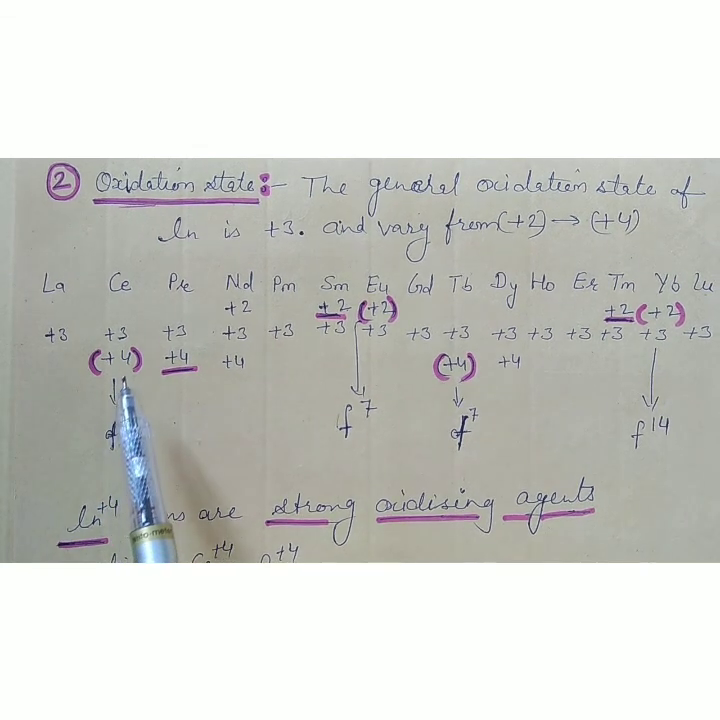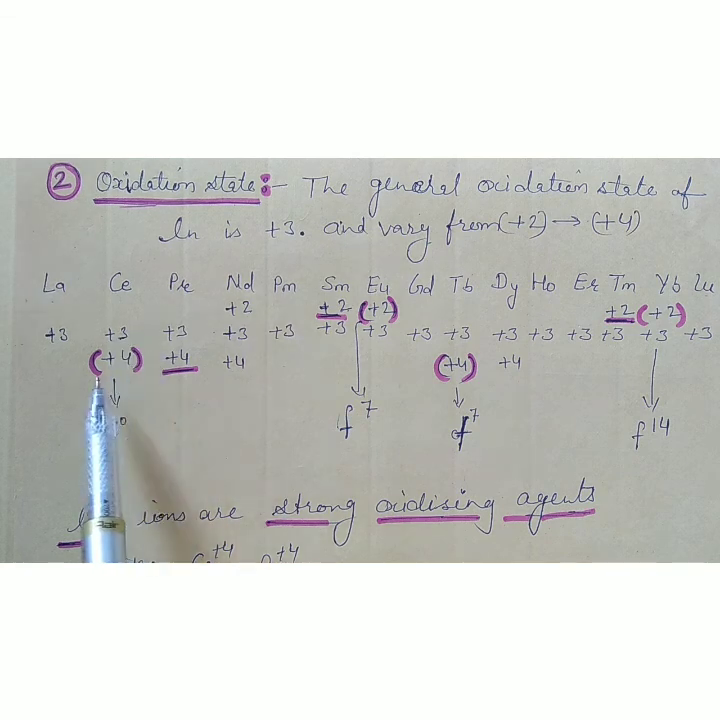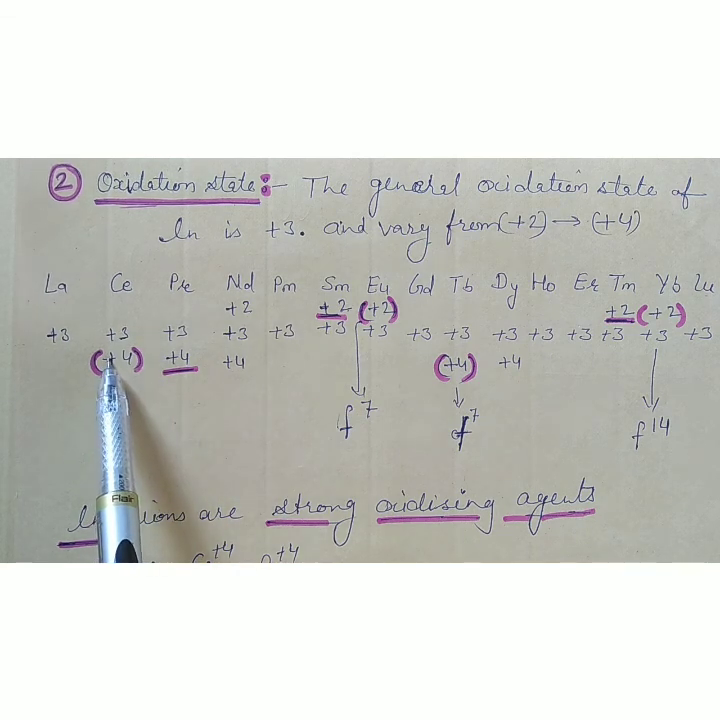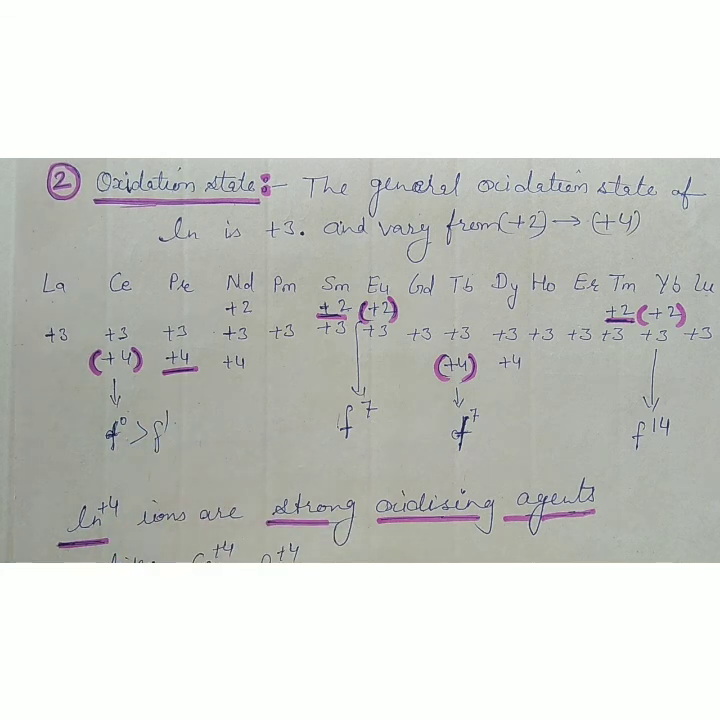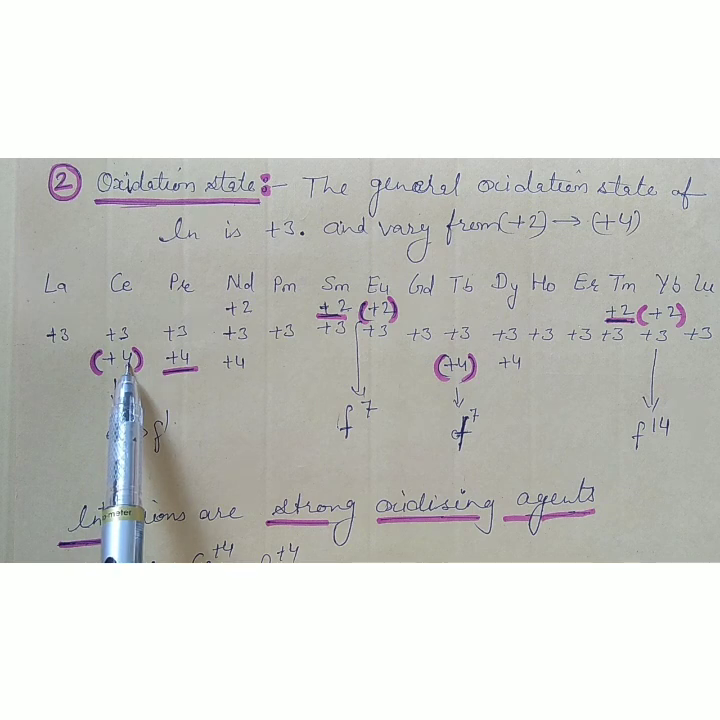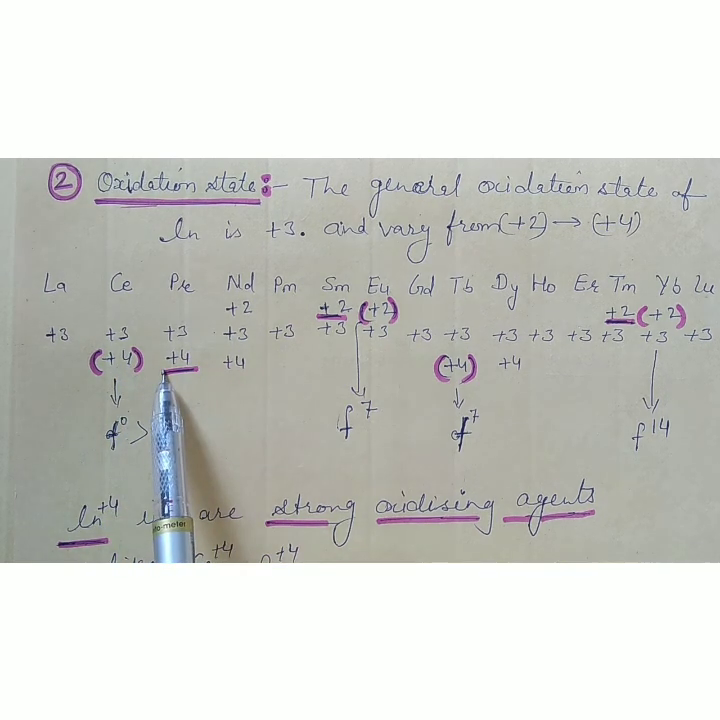It has f1 electronic configuration after +3 oxidation. So if it releases one more electron to make +4, it will become f0, and f0 is more stable than f1 electronic configuration. So Ce is stable in the +4 oxidation state. Promethium exceptionally shows the +4 oxidation state.